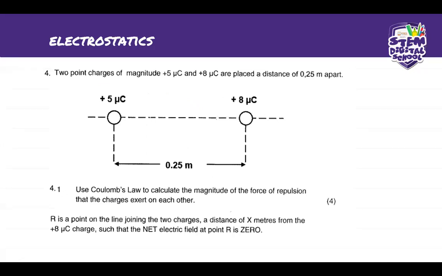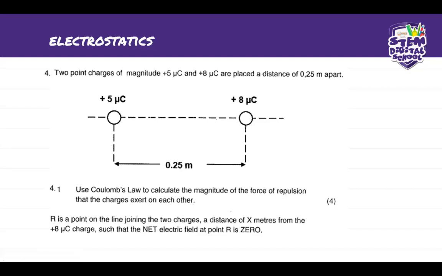It says on number 4, two point charges of magnitude plus 5 and plus 8 are placed a distance of 0.25 meters apart. Okay. So it's also charges like the other one that we had, but a different scenario. So now they want to know: use Coulomb's law to calculate the magnitude of the force of repulsion that the charges exert on each other.